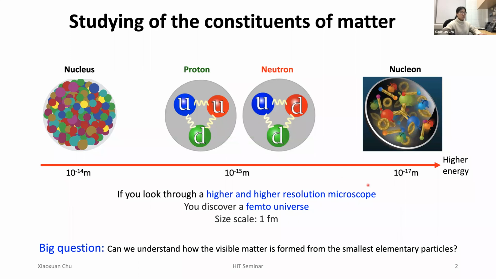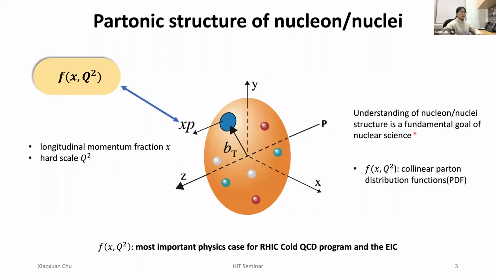And if we go to even higher energy and the resolution reaches 10 to the minus 17 meters, we could see more complicated structures inside the nucleon beyond the 3 valence quarks. So the big question is, can we understand how the visible matter is formed from the smallest elementary particles? And in today's talk, as you can see from this cartoon, take it as a nucleon and there are partons inside.